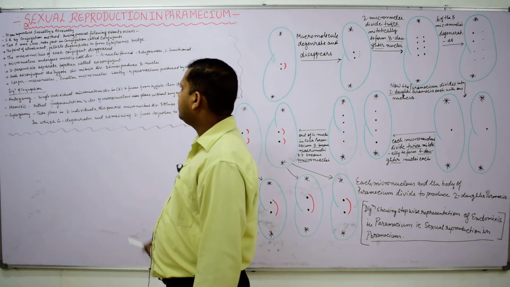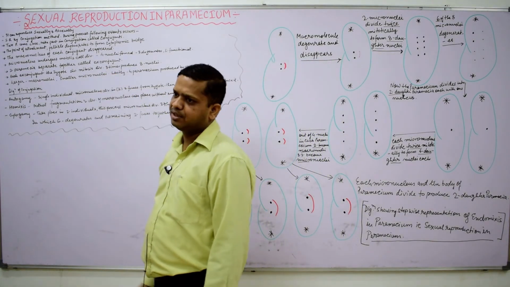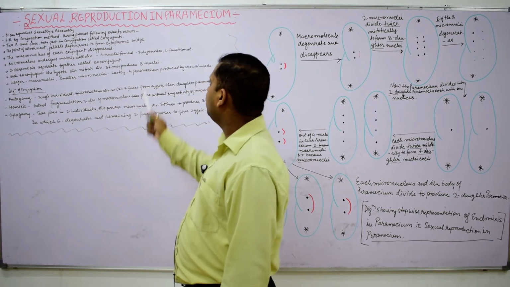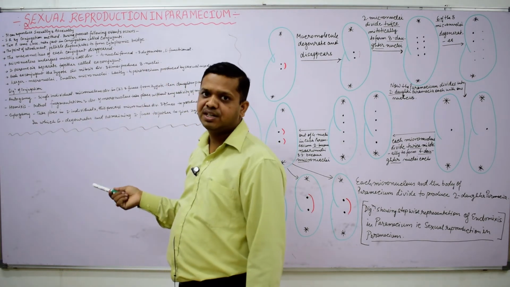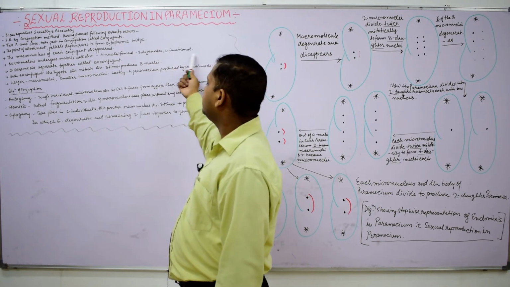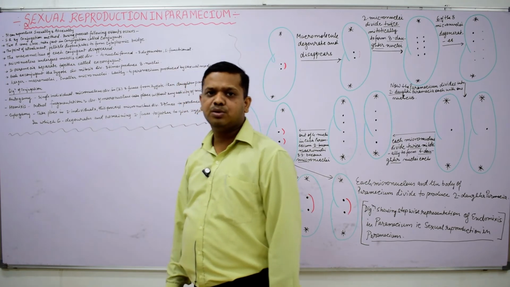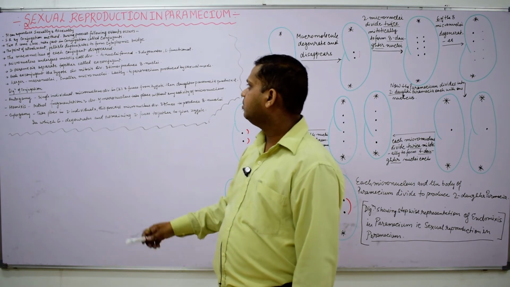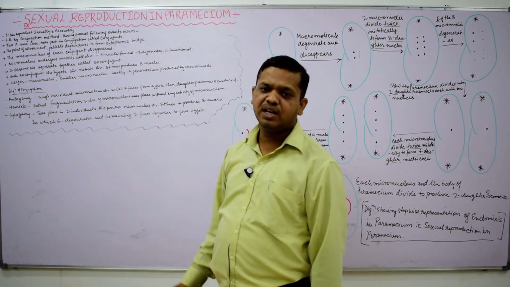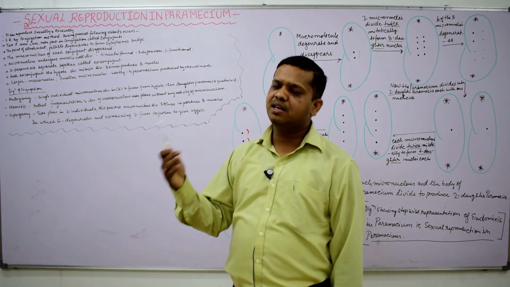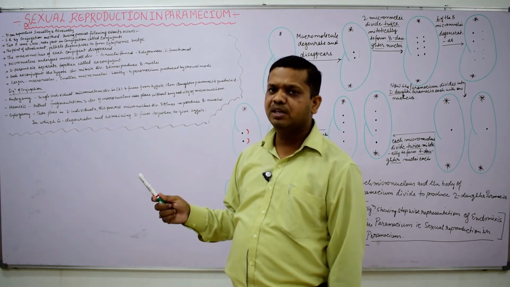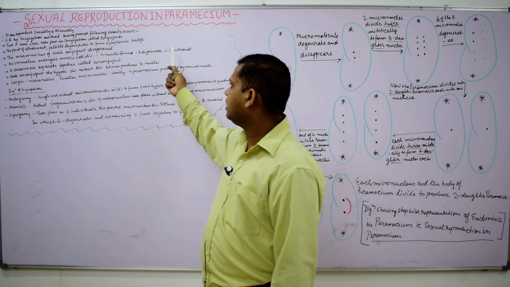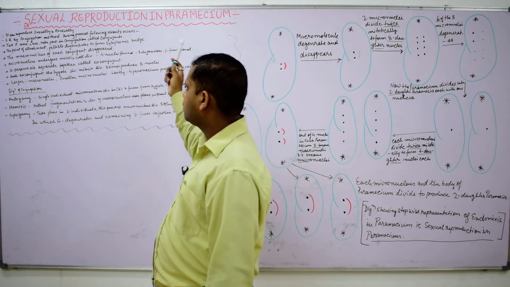Now, the micronucleus undergoes meiosis cell division, where four nuclei are formed, of which three will degenerate and only one will become functional. So, only one micronucleus is functional.